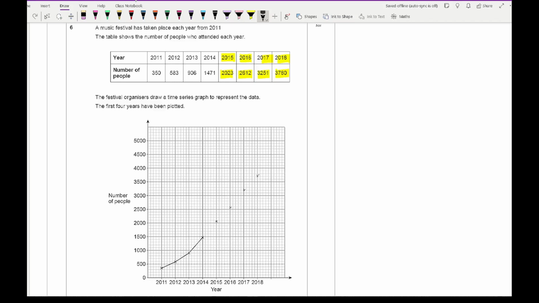And what you then want to do is draw straight lines with a ruler connecting up, and you want to make sure that you are joining them up. So let me just join the points.